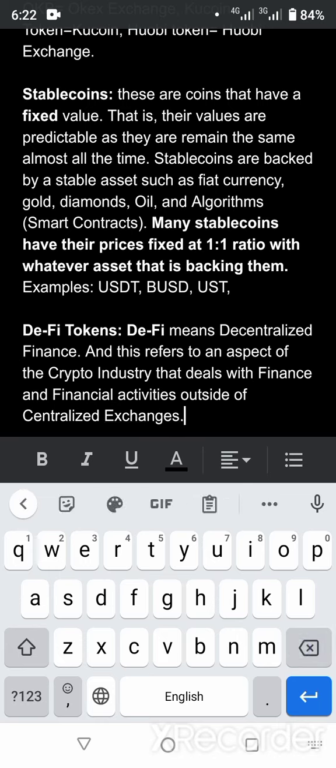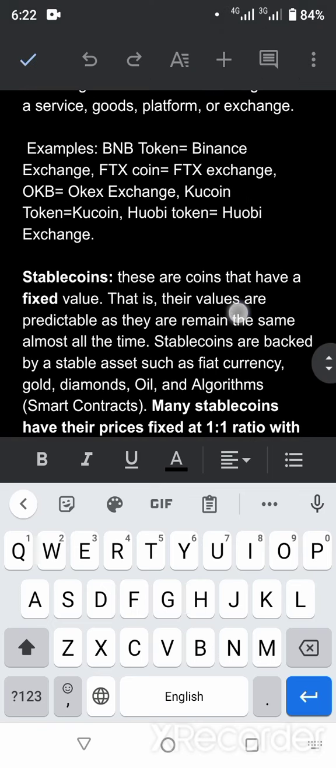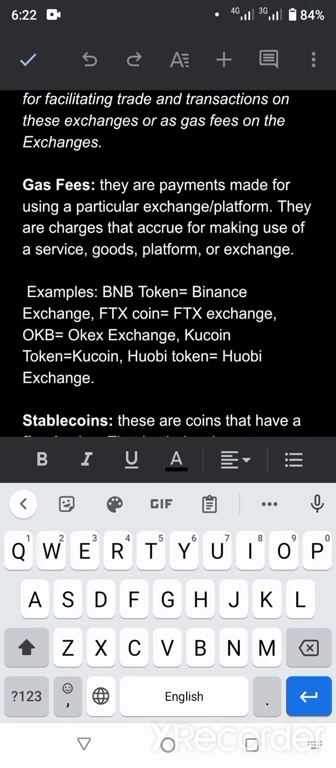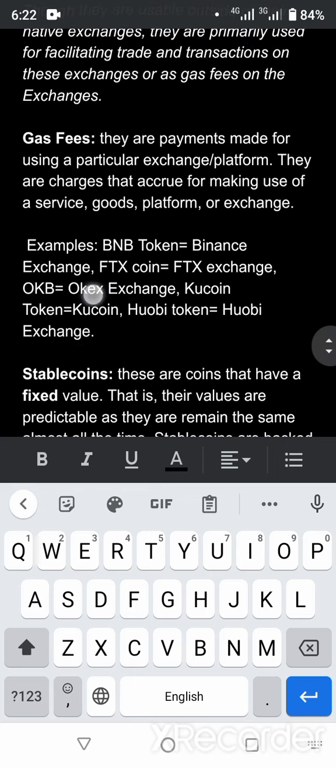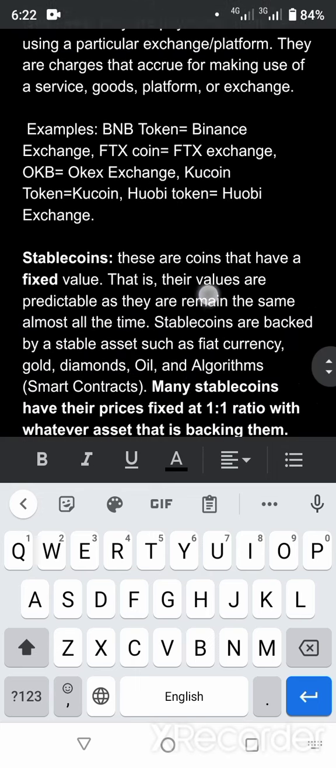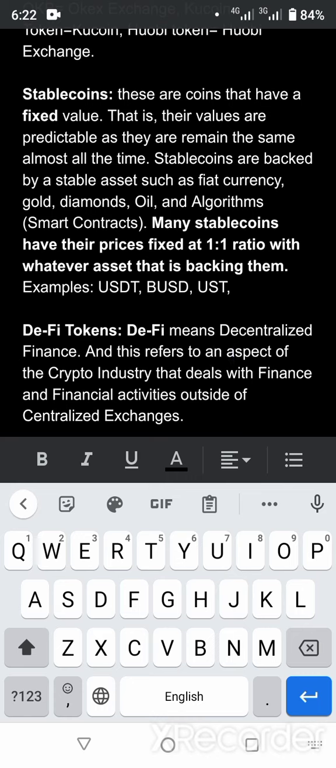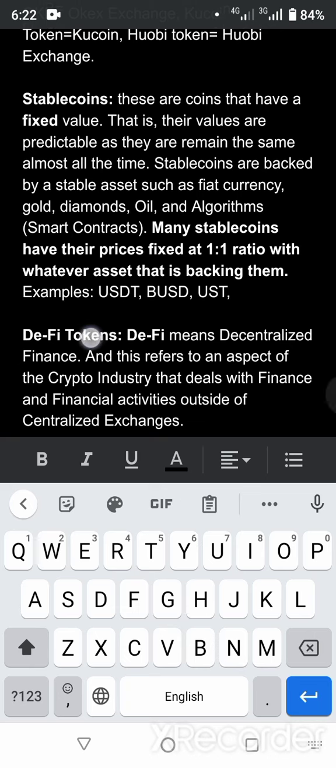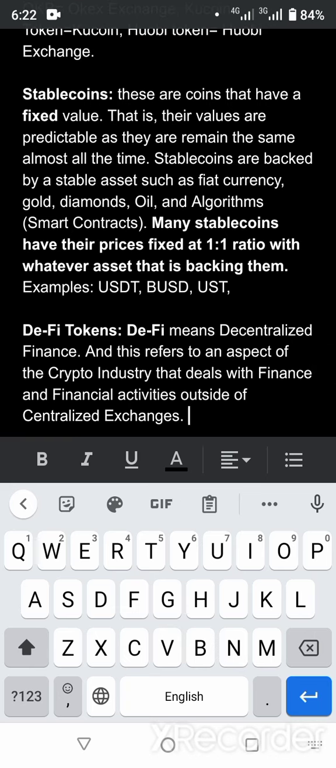Now, if you notice from the earlier examples given, Binance Exchange, FTX Exchange, KuCoin, OKX, these are centralized exchanges. You understand? They are centralized exchanges in the sense that there's a central authority, there are central boards. It's a single singularity. But DeFi now, they do business outside of centralized exchanges. You understand? They do business outside of centralized exchanges. It's here now. You will now see.